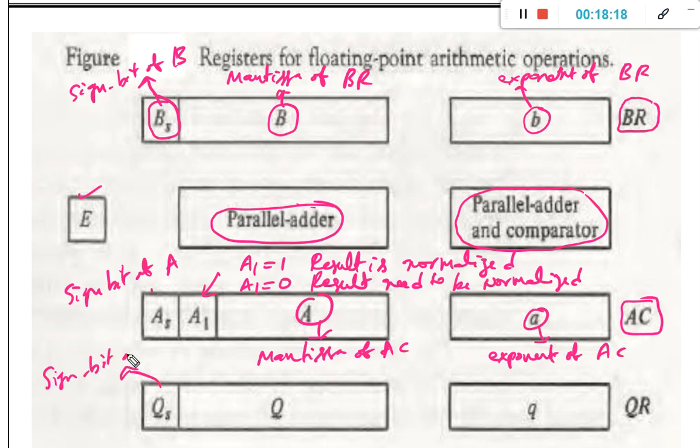Okay. So similarly, QS is the sign bit of the Q register. Q is the register which is going to contain the mantissa of the QR register, and small q will represent the exponent of the QR register. Okay. So this is the register organization.